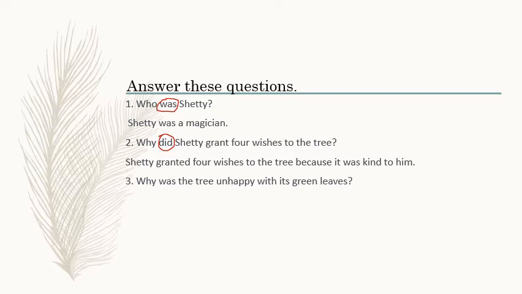Why was the tree unhappy? So who is unhappy here? The tree is unhappy here. So our subject again would be the tree. So the tree, and then again we have was as our past tense.